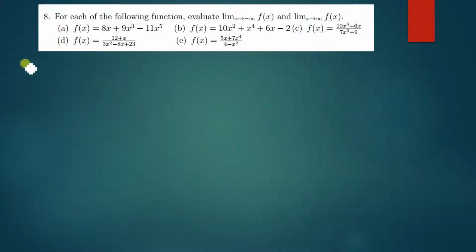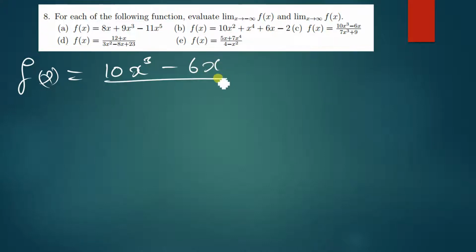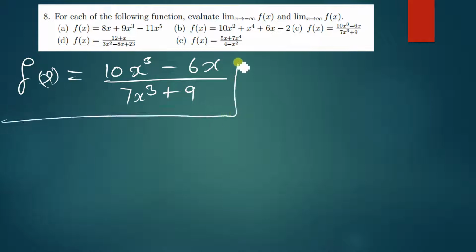So we have the other question, which is f of x equal to a rational function, meaning it is a function in fraction format. We have 6x divided by 7x to the power 3 plus 9. If you're asked to find the limit of such a function as x approaches either positive or negative infinity, this one is a bit straightforward, because there's only one thing you need to understand before we begin.